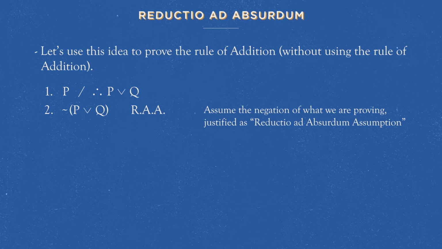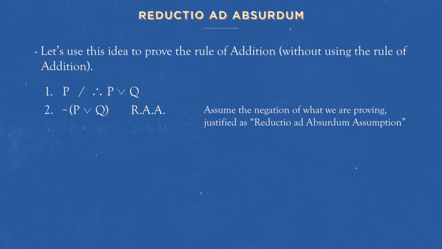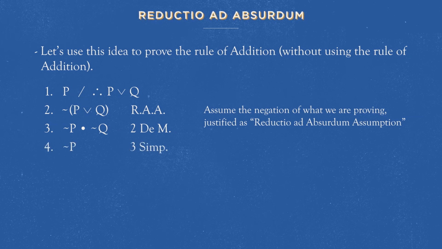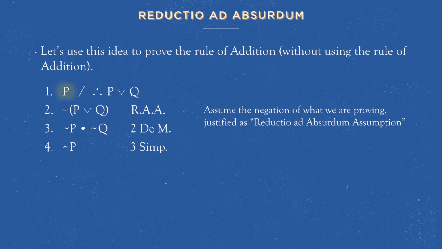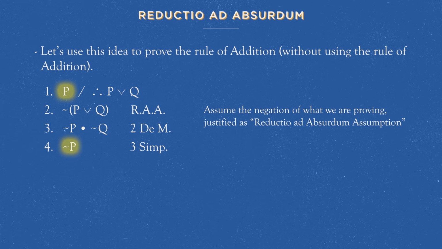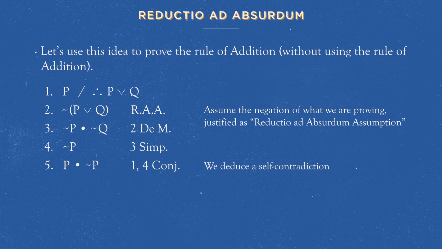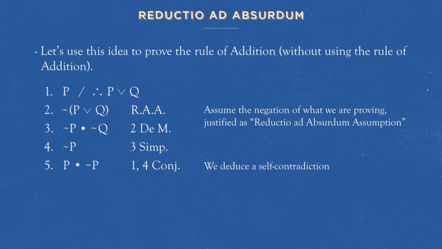Now I'm going to show that that leads me to a contradiction. Now, not P or Q, you should recognize, is equivalent to not P and not Q by De Morgan's theorem. So that's my next step. Then I can simplify that to not P by simplification. Now notice this. In step 1 I have P, and in step 4 I have not P. Then I get P and not P, steps 1 and 4 by conjunction. Now I assume not P or Q, and I can come to this self-contradiction.